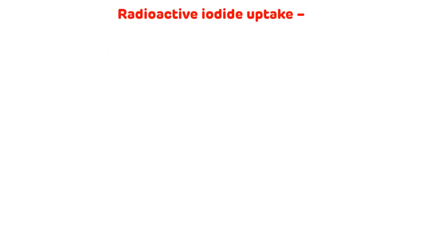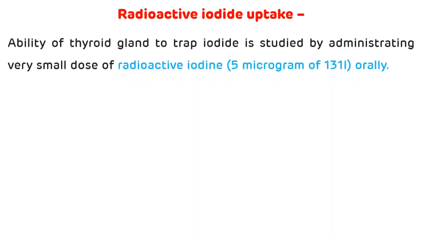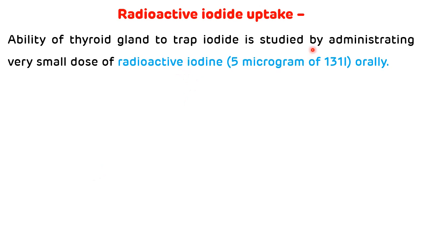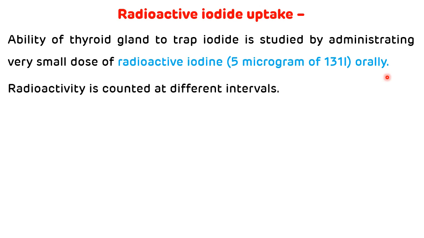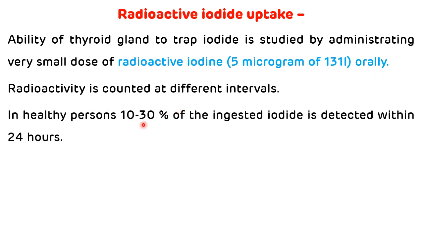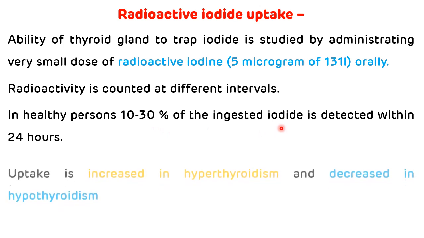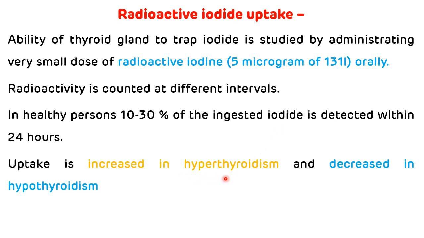Now, other thyroid function tests are radioactive iodide uptake. The ability of thyroid gland to trap iodide is studied by administering very small doses of radioactive iodine, that is 5 microgram of iodine given orally. And the radioactivity is counted at different intervals, mostly after 6 hours and 24 hours. In healthy persons, 10 to 30% of the ingested iodide is detected within 24 hours, while uptake will be increased in hyperthyroidism and it will be decreased in hypothyroidism.